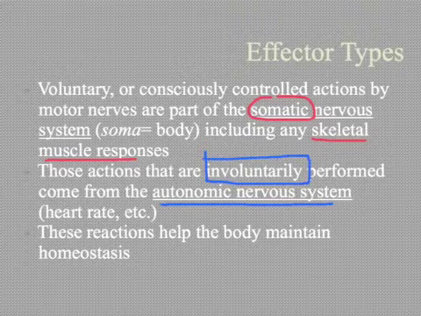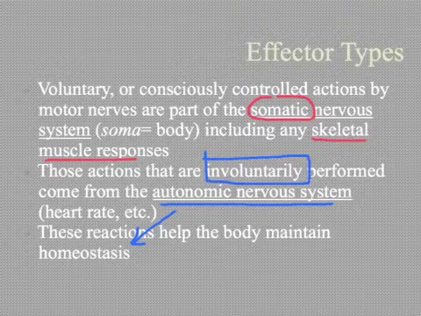I know it sounds kind of like automatic, but it's a different word, even though it has basically the same meaning. The autonomic nervous system controls things like your heart rate and your breathing and your water levels. And it does so involuntarily. You don't have to think about it. These reactions are much more heavily involved in homeostasis and keeping your body balanced.